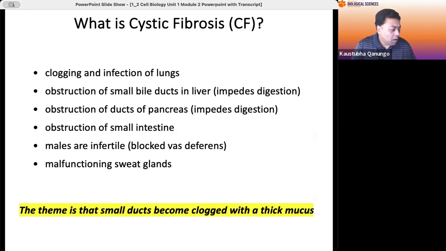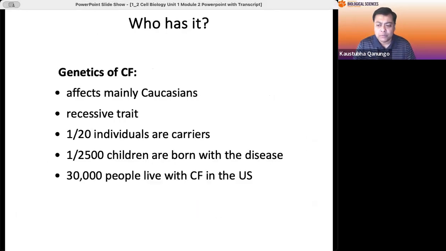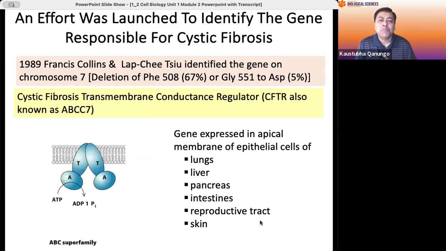So the last part, which is the important part, is cystic fibrosis. What happens in cystic fibrosis? We are going to talk about this throughout in much, much more detail. So this was Francis Collins and Tsui who identified the gene in 1989. And there is ABCC7, which is known as the cystic fibrosis transmembrane conductance regulator, or CFTR. And they are present everywhere.